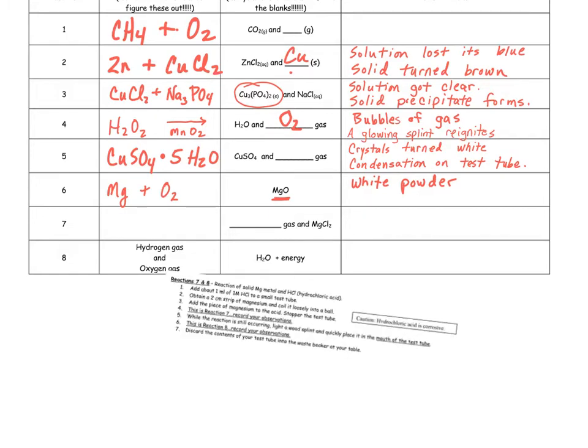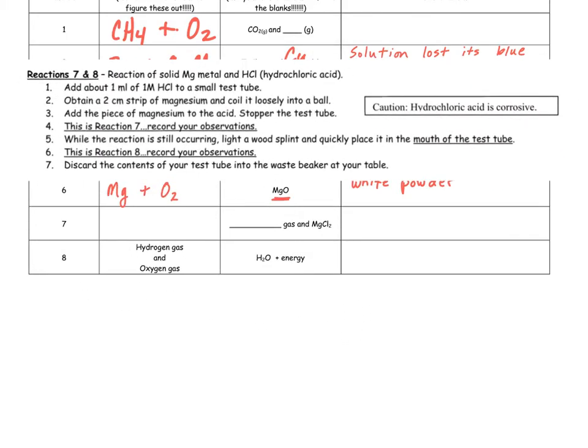Okay, a couple more. Reactions number 7 and 8. Reaction of solid magnesium with hydrochloric acid. Add about 1 milliliter of hydrochloric acid to a test tube, take a 2 centimeter strip of magnesium, add the piece to the acid, and stopper the test tube. This is reaction 7. All right, let's see what that's going to look like.